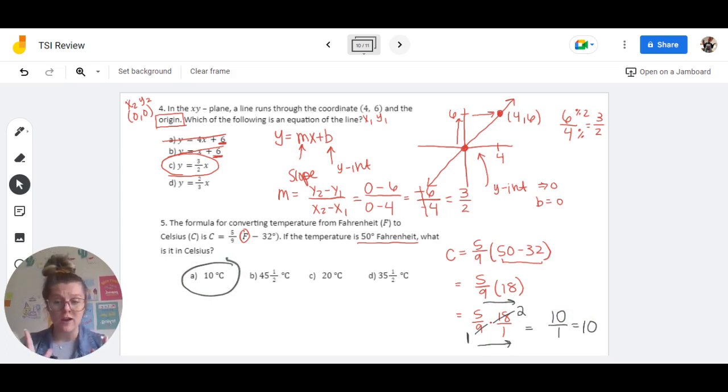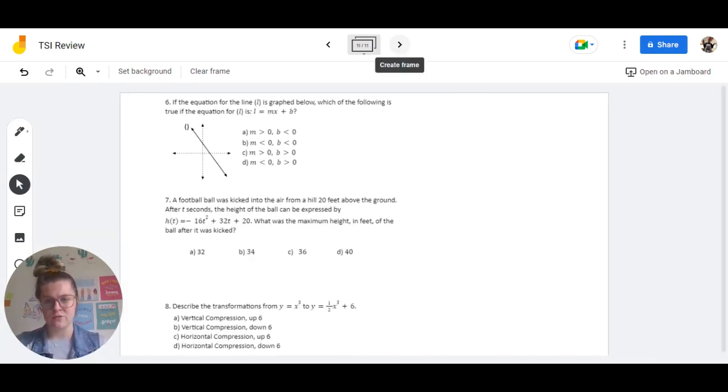So if you have fractions that you are multiplying, anything on the top can cancel with anything on the bottom. Doing that will make your numbers smaller, and especially if you don't have a calculator, will help you guys in the end. All right. Last slide here. We got 3 more. If the equation of the line L is graphed below, which of the following is true if the equation for L is equal to mx plus b? Okay, we remember that that is the same that we just talked about, our slope-intercept form. Here is our slope for m. Here is our y-intercept for b.